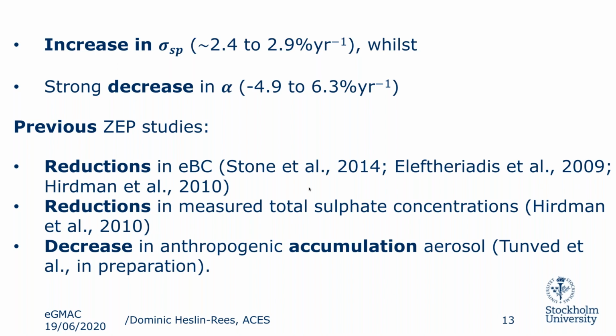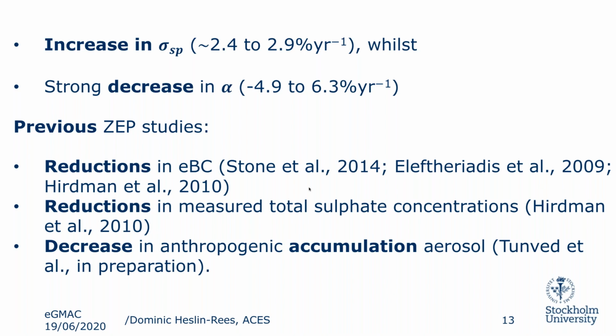If we look at previous studies, we see a reduction in elemental black carbon around the same period at Zeppelin, reductions in total sulfate concentrations, and also a decrease in the anthropogenic accumulation aerosol, in terms of the size distribution. It's interesting to see that there is a reduction in the anthropogenic aerosols whilst also having an increase in the light scattering coefficient.